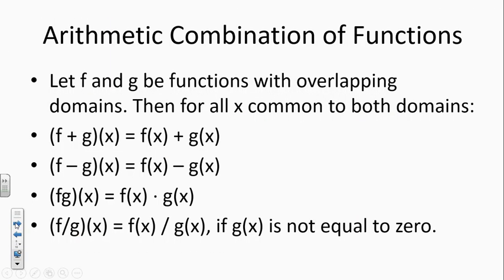So, new notation. We're going to talk about that right now. We can combine functions, and this is a perfect example of when you would do that. It's called arithmetic combination of functions. We're going to take two functions, f and g, and they have to have overlapping domains or it doesn't make sense to do it. We don't want to talk about something from the 1960s and then something from the 2000s, something that doesn't exist anymore and something that is from the future.